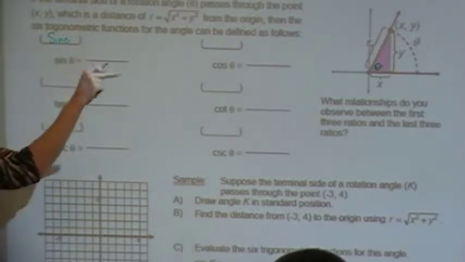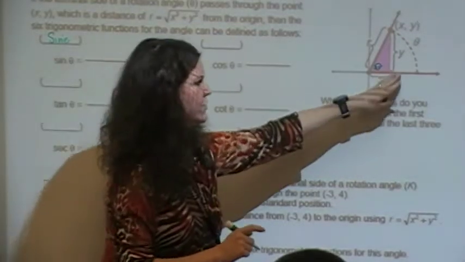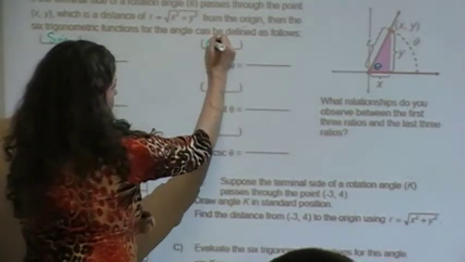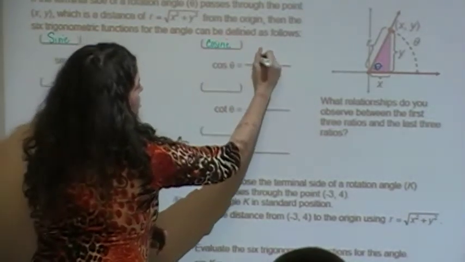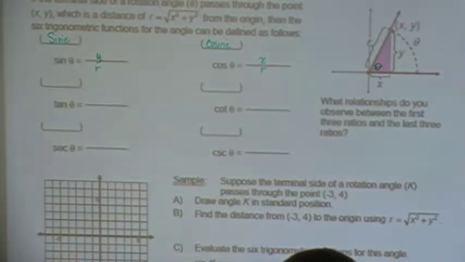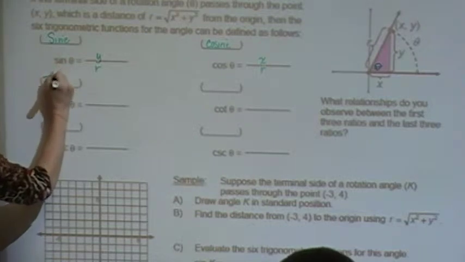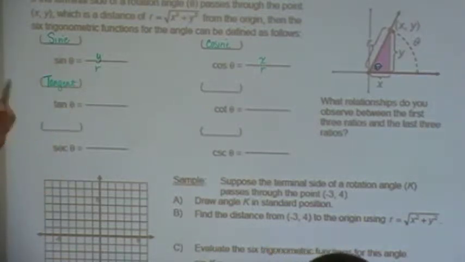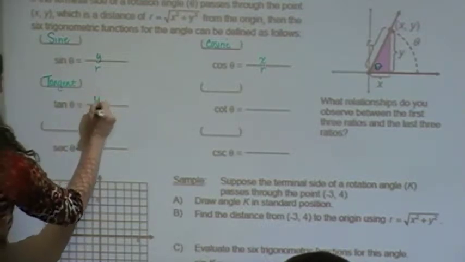Sine is opposite over hypotenuse, so in terms of this reference triangle, that's going to be y over r. Cosine is adjacent over hypotenuse, so in terms of our reference triangle, that's x over r. Tangent is opposite over adjacent, so that's y over x.